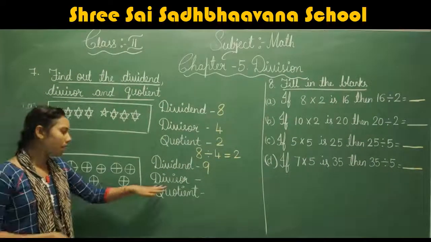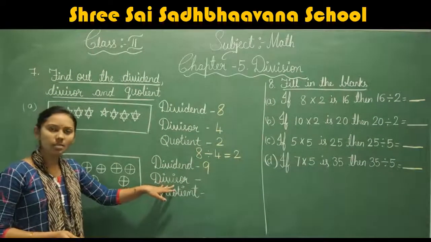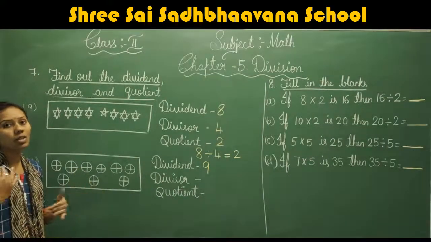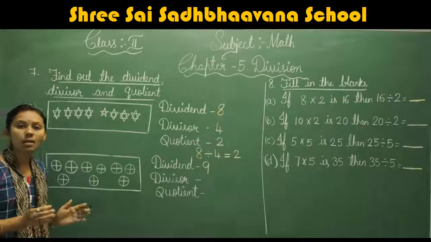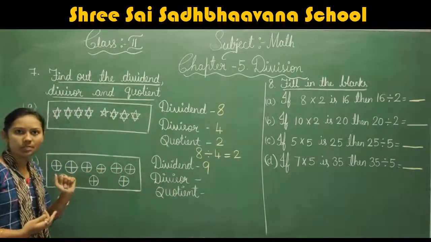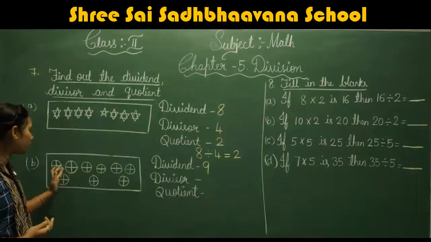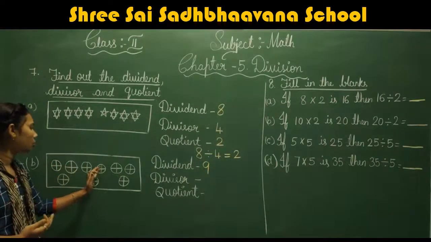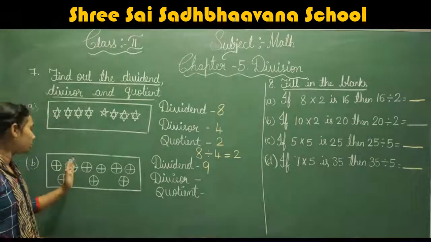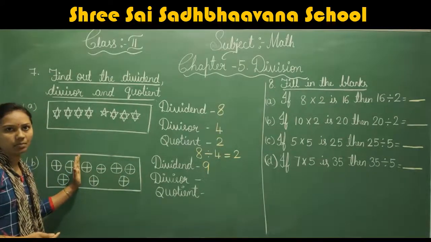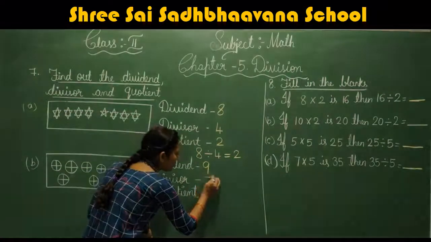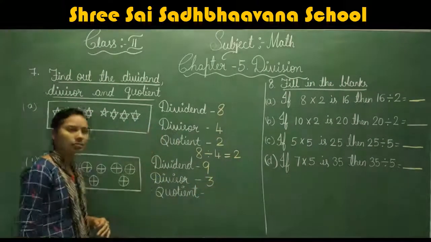Now divisor. Divisor means the number which we are dividing by. The number which we are dividing by is your divisor. That is we are dividing 1, 2, 3. 1, 2, 3, 1, 2, 3. Right children? So we are going to divide by 3. So this is your divisor, that is 3.